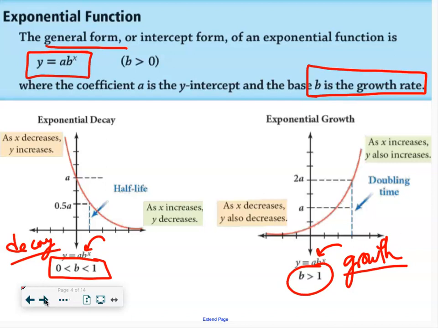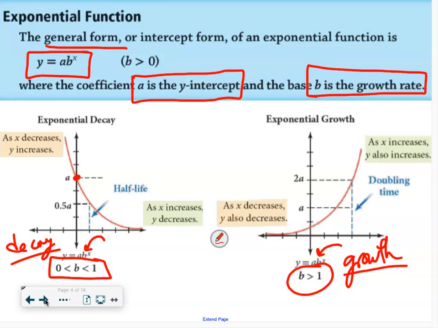By the way, A, let's see, I think it's on a different screen. Oh, no, right here. A is your y-intercept. A is your initial value. It's the value when your time is 0 or when your x value is 0. So if you have A times b to the x, A is going to be the value when your x is 0.